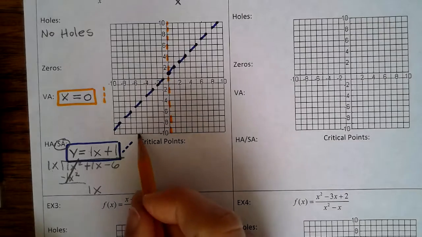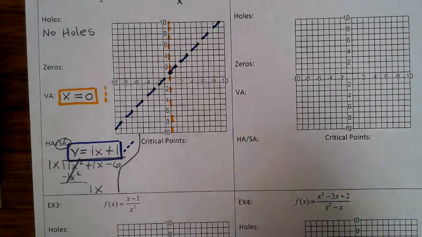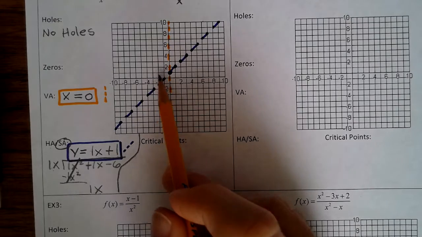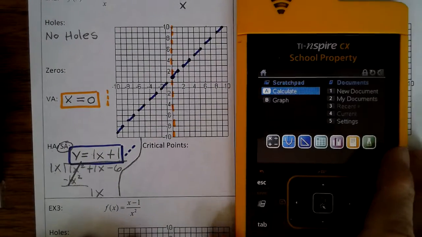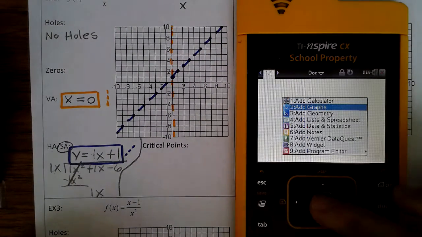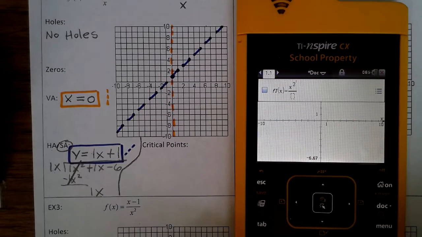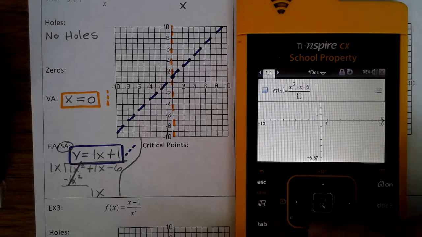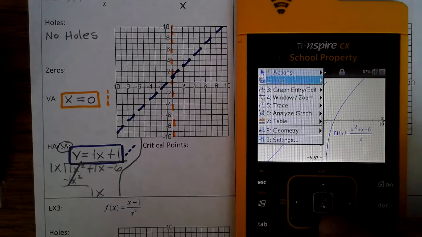All right. Now, for the critical points, we need to find a point that shows where the curve is here and here, and that's where we can use the calculator. Okay, so we're going to graph that. We're going to go to New Document, Add Graph, press Control Divide, x squared plus x minus 6 divided by x. Now I'm going to go to Menu, View, Grid, Line Grid.